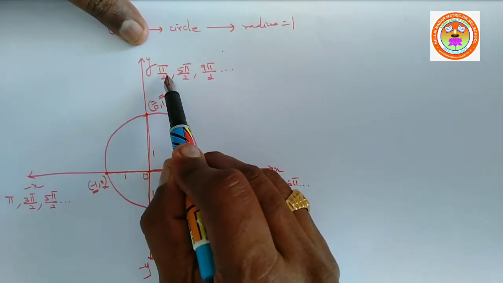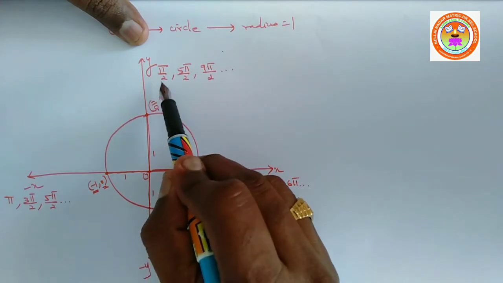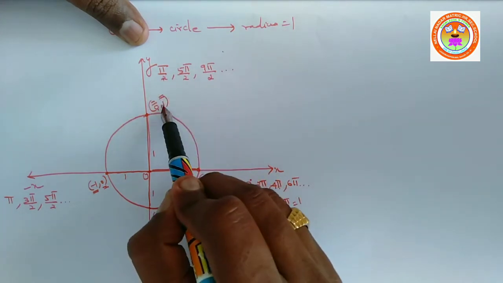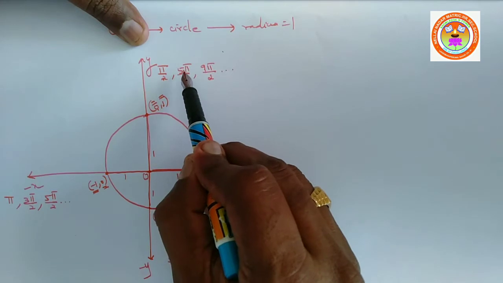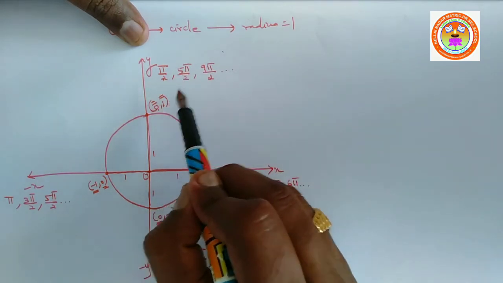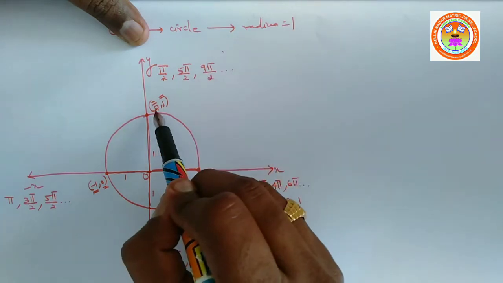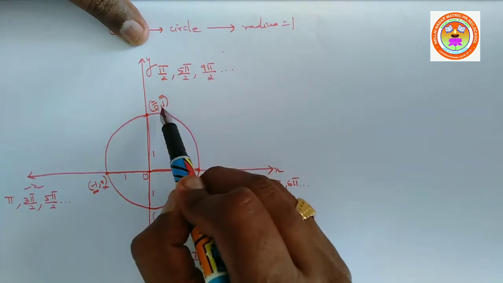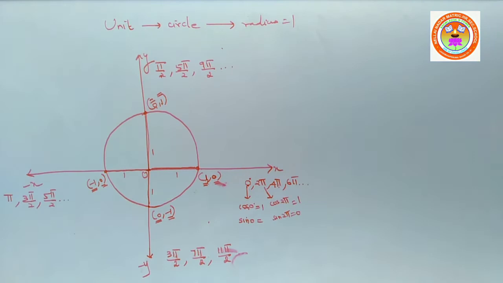Cos pi by 2, what is cos pi by 2? 0. Sin pi by 2, sin 90, is 1. Cos 5 pi by 2 is 0. Sin 5 pi by 2 is 1. Cos 9 pi by 2 is 0. Sin 9 pi by 2 is 1. See how easily we can find the answer. We don't need to memorize the table after 90 degrees. Using this we can easily find it.